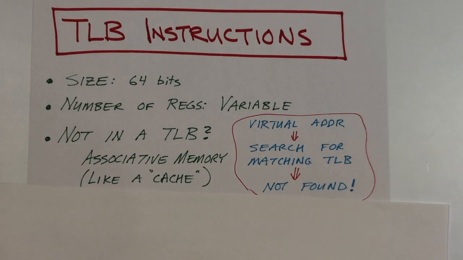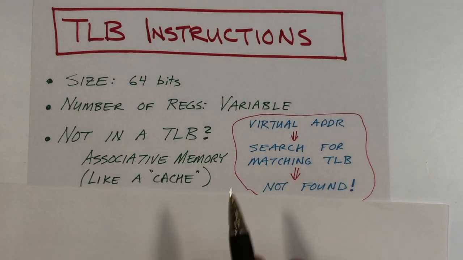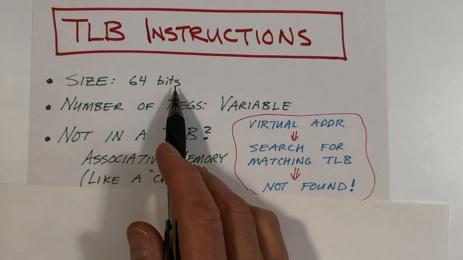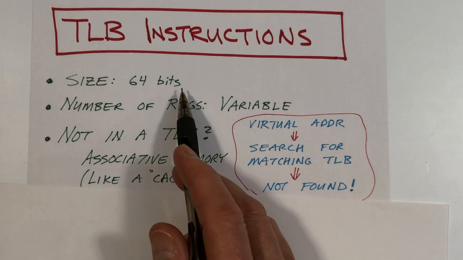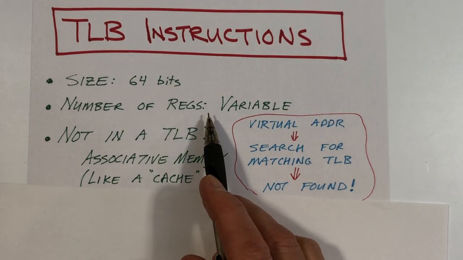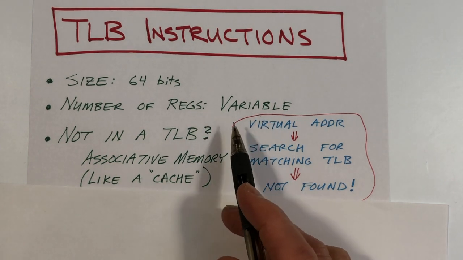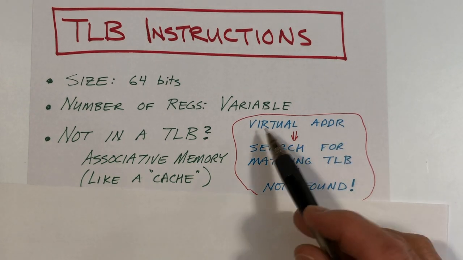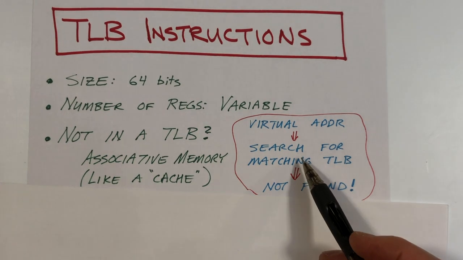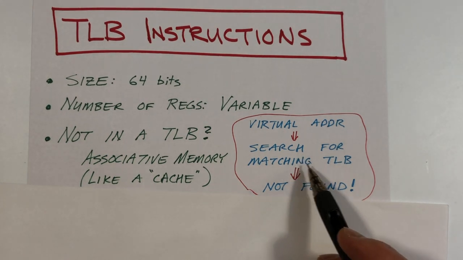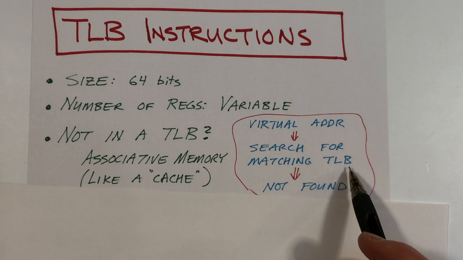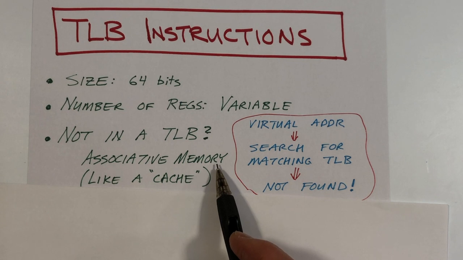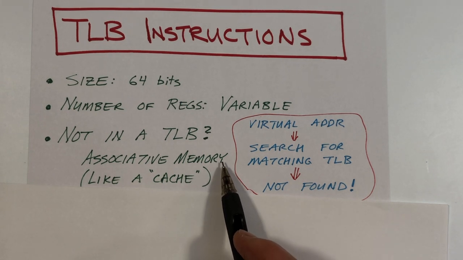Before we describe the individual TLB instructions, let's review what's going on here. Remember that the TLB registers are each 64 bits, and each one contains a page table entry. And the number of TLB registers is variable. When an address is used in an instruction, it's a virtual address, and the hardware will search for a matching entry in the TLB registers, searching them all at once. So the TLB is essentially a cache memory. It's an associative memory. The lookup happens in parallel for all the entries.